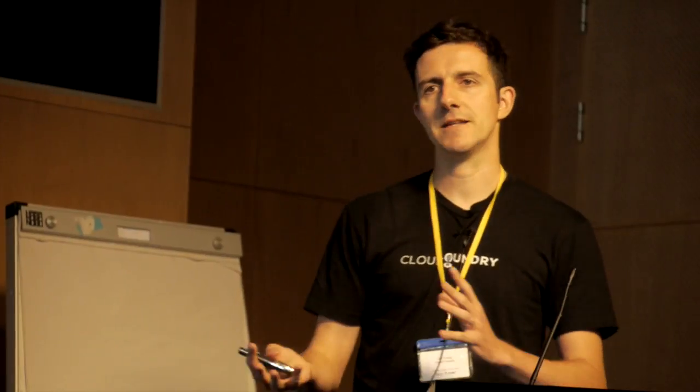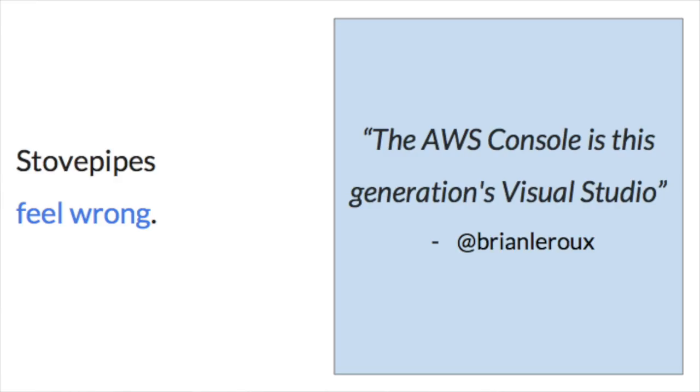Regardless of the empirical data on things like lock-in and the economic debate of whether you should trade speed for portability, stovepipes feel wrong. There's just something visceral about the reaction that IT departments and developers have to being made to use something, and they can't get out of it. And I picked this amazing quote from Brian LaRue, who said that the AWS console is this generation's Visual Studio. And I thought that was quite funny, so I stuck it in here.